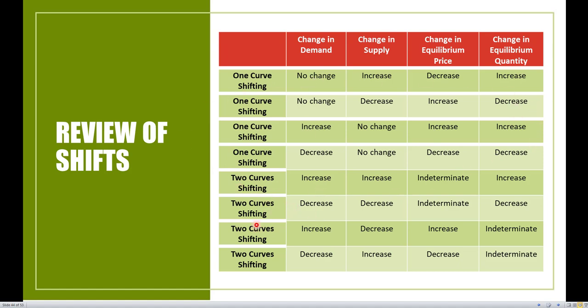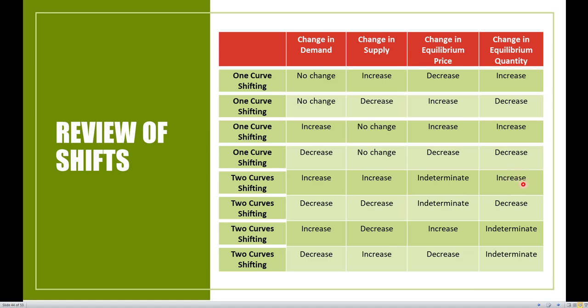Where we are a little bit more interested is with these shifts happening simultaneously. So demand and supply shifting at the same exact time. And what you see right here is going to be for the equal magnitude shifts, so the same ratio shifts. So when demand increases and supply increases, price is going to be indeterminate, staying the same or unknown, while quantity is going to increase for sure.